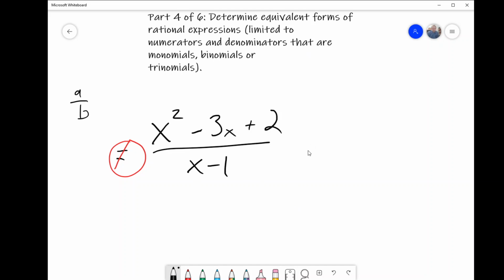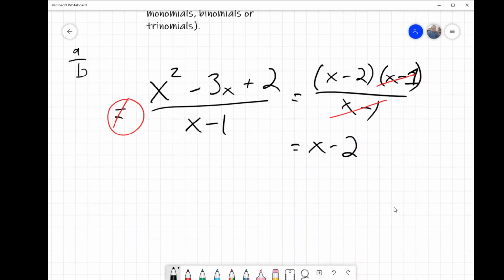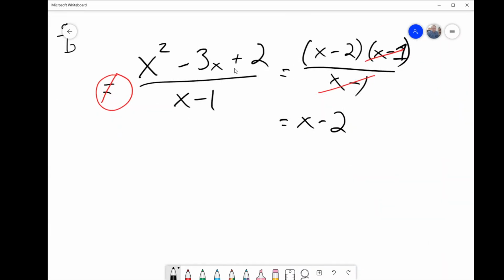Well, if we were to factor our numerator here, and here the equal sign is the one that we have added, it's not part of the original question, so it does not turn it into an equation, but our numerator can factor. So then we can cancel that common factor of x minus 1, and we are left with x minus 2. So this equation or expression simplifies nicely. So this is the equivalent form.